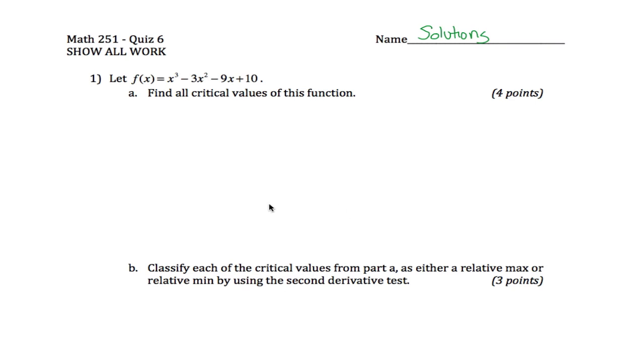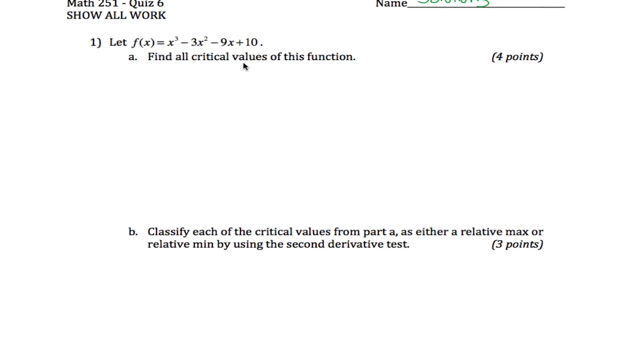Our solutions for quiz 6, math 251. First problem, we're given a polynomial, asked to find its critical values. Critical values happen when the first derivative is equal to 0, that is f prime of x equals 0, or when the first derivative is undefined.